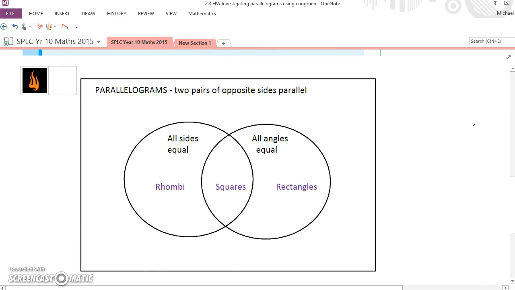Rhombi, all sides are equal. You've got rhombi and squares. All angles equal, rectangles and squares. So you can see the one that is in the intersection of the two areas, squares. So all squares are special types of rectangles, and all squares are special types of rhombi. And all rhombi, squares and rectangles are special types of parallelograms.